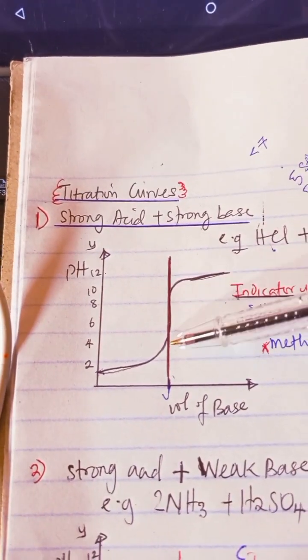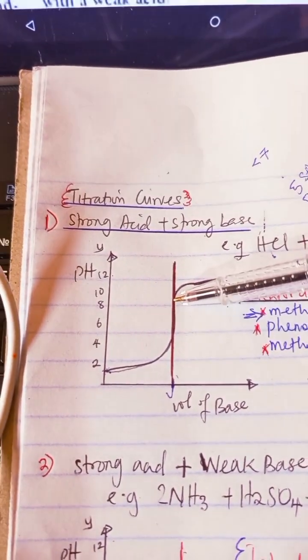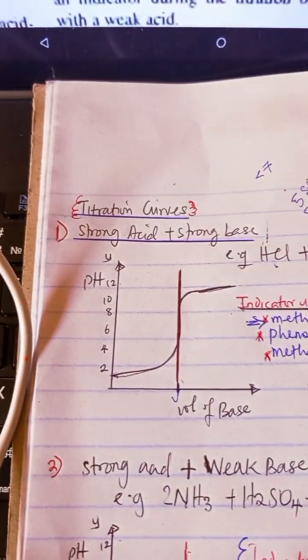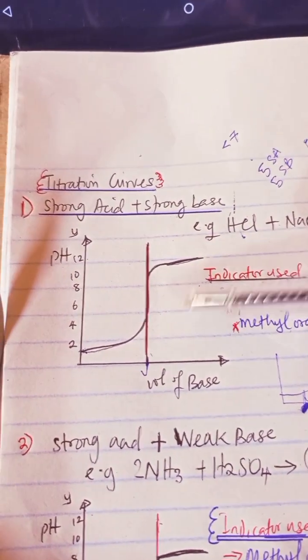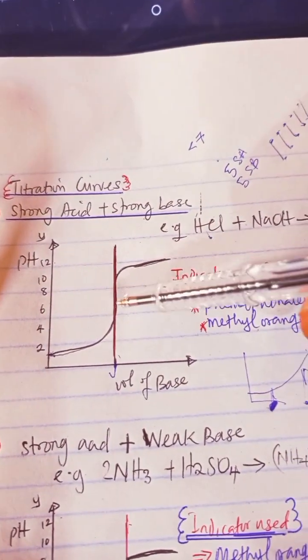And the reason why it rose is because you have passed the end point. If you stop at the end point, you're going to get 7 exactly, but you cannot actually get 7 exactly because in titration you're prone to errors. So definitely as you keep on adding the base, it will spike.